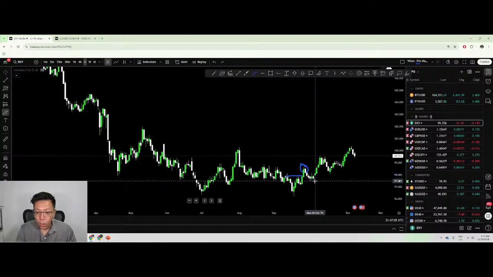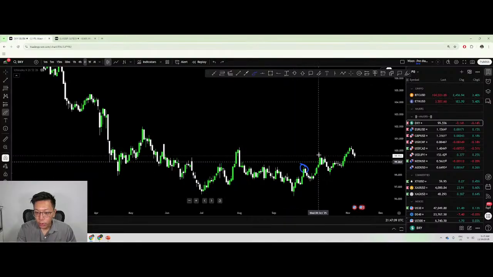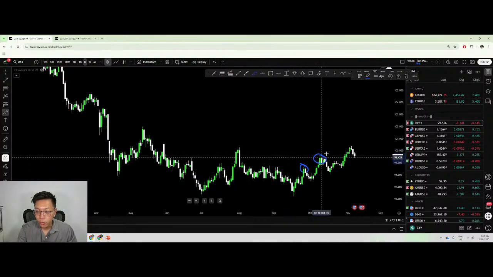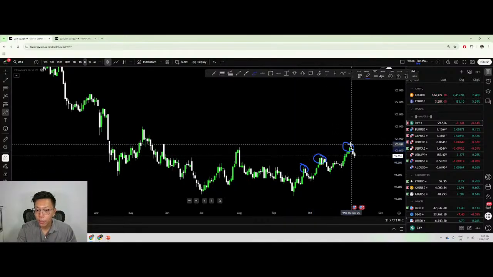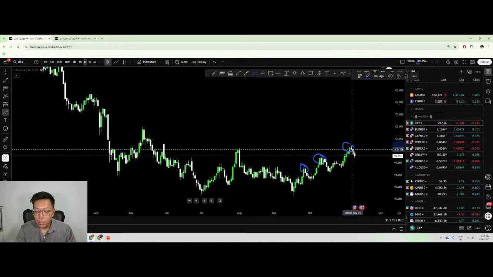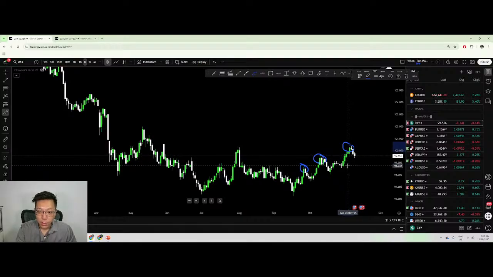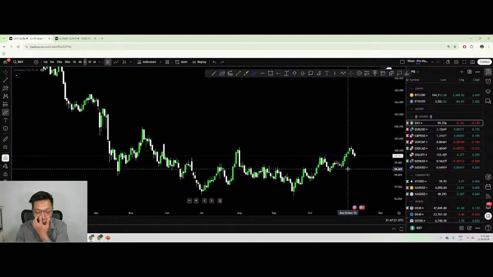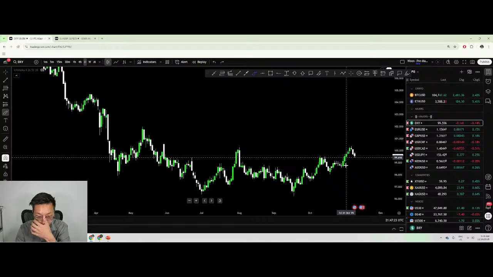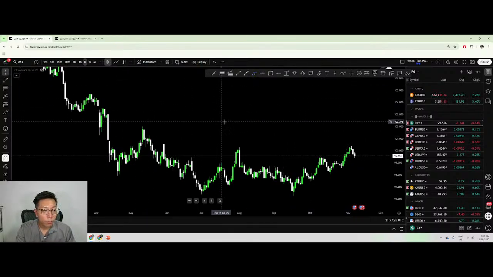And then what else shall we look at next? So we have a change of character, and then afterwards we have a break of structure, and then another break of structure. This creates bullish momentum right now in the markets, so we can see a positive outlook for DXY.